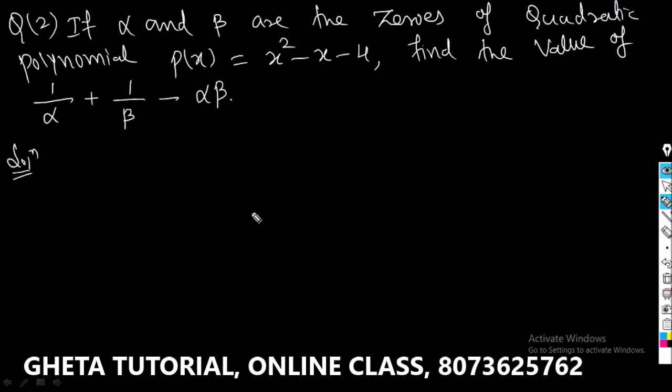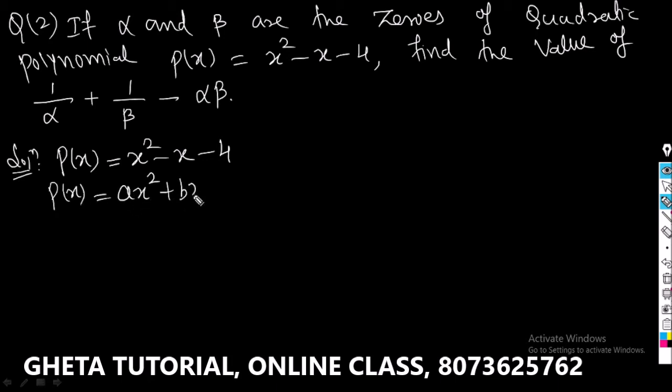That first what I explained, in the same way you have to do. First p of x, quadratic polynomial, you have to write: x square minus x minus 4. Then you have to write the general form of quadratic polynomial, that is ax square plus bx plus c. So in that you will come to know what is the value of a. In the place of a we have 1, so a is equal to 1. And in the place of b you have minus 1. And in the place of c you have minus 4. So a is 1, b is minus 1, c is minus 4.